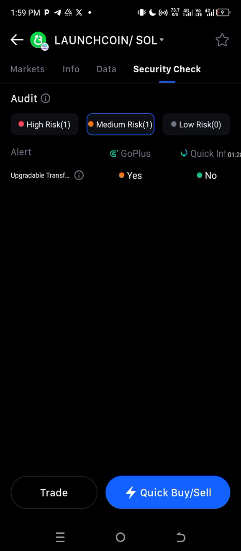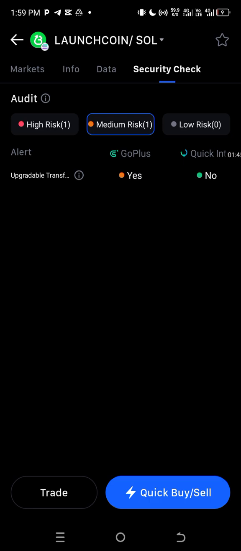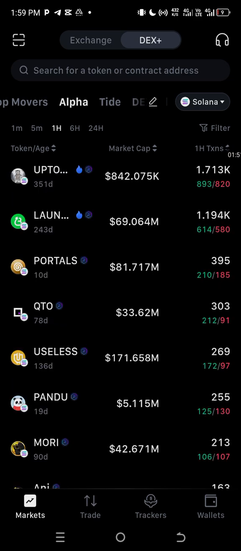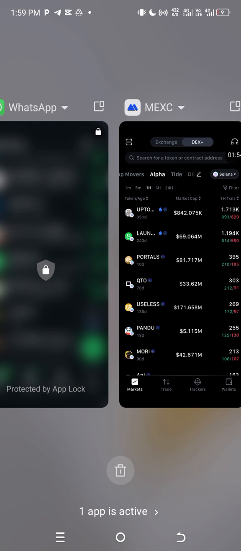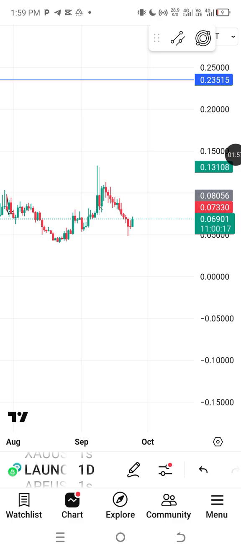right, you're going to see the total audit. Are we at high risk of trading this asset or are we at low risk? All right, we're going to see this. So I think this token is actually good to go. It's good to go. So let's head over to TradingView now and do a brief analysis on it.